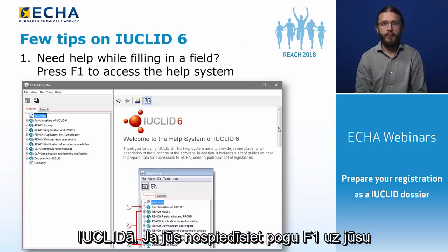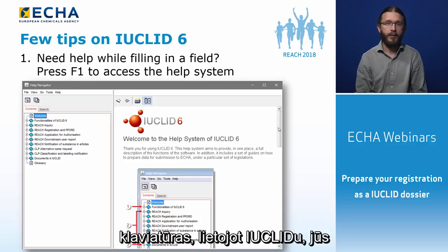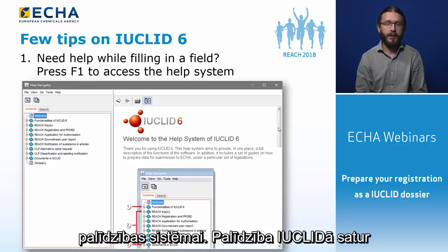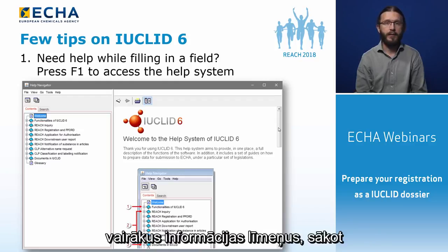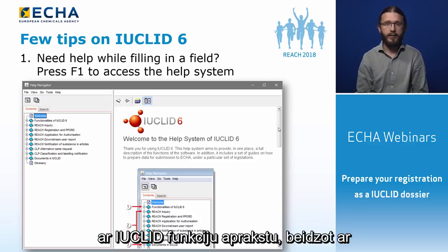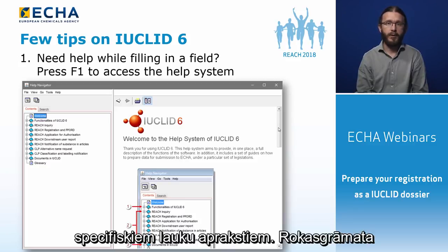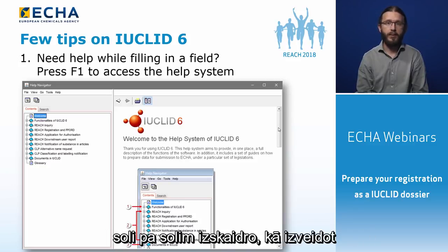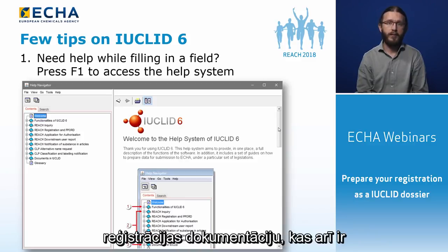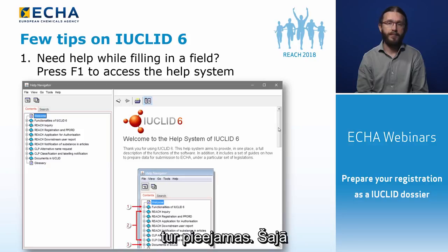If you press the key F1 on your keyboard while using Euclid, you will have access to the integrated help system. The help in Euclid contains different levels of information, from a description of the Euclid functionalities to specific field instructions. The manual explaining step by step how to create a registration dossier is also accessible from there.